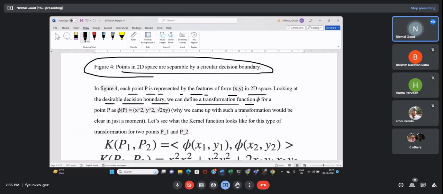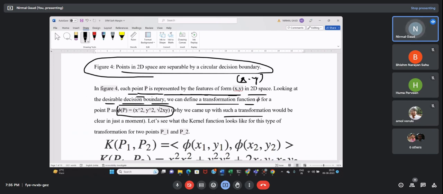Why did such a transformation come up? Why is this kind of transformation there for any point? Why did this come? They said that each point P is represented by the feature in the form x and y. Every point is represented in a 2D plane with the help of x comma y. Okay.